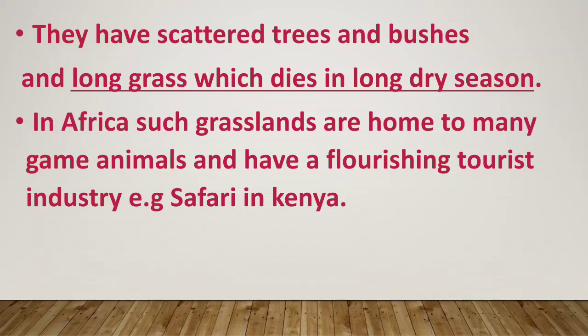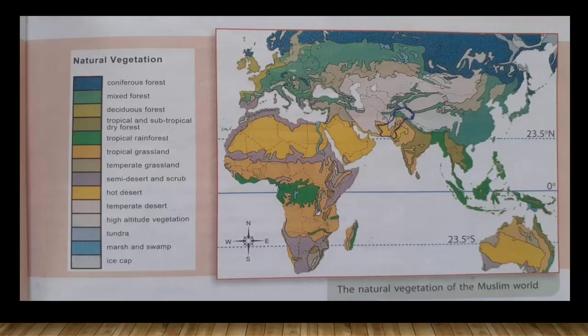And long grass which dies in the long dry season. It's long grass, but when the dry season gets long, then it dies, meaning it's finished. In Africa, such grasslands are home to many game animals and have a flourishing tourist industry, for example, safari in Kenya.